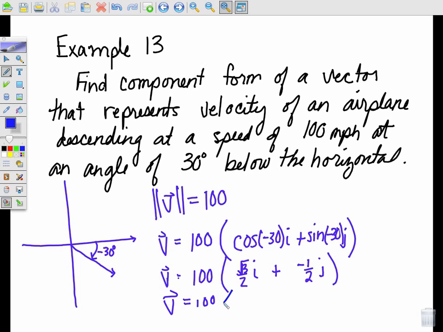We have the vector equals 100 times the component form of the square root of 3 over 2, comma negative 1/2. And finally, this would equal, if you multiply by 100, 50 square roots of 3, and we're wanting to put this in component form, and then negative 50. There we have it, final answer.